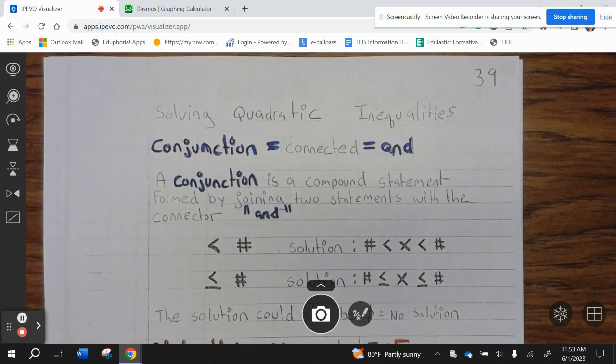Okay, Wildcats, say we're in the journal, page 39, solving quadratic inequalities. Conjunction equals connected equals and. A conjunction is a compound statement formed by joining two statements with the connector and.